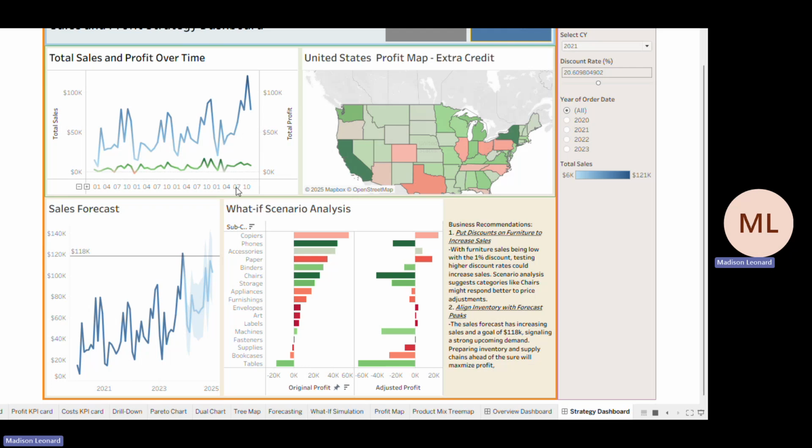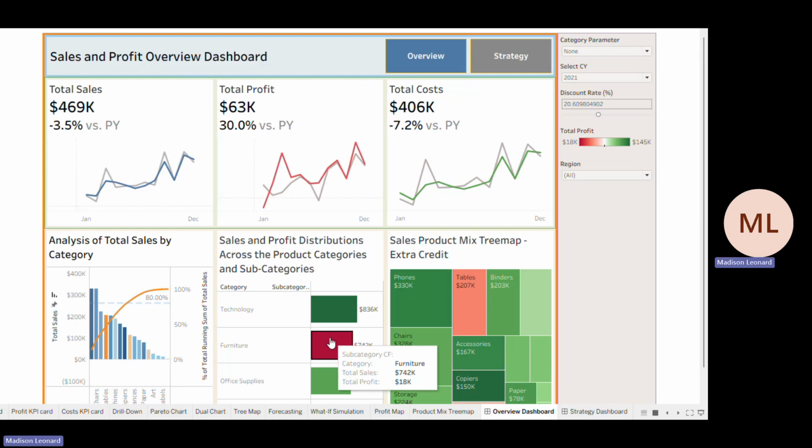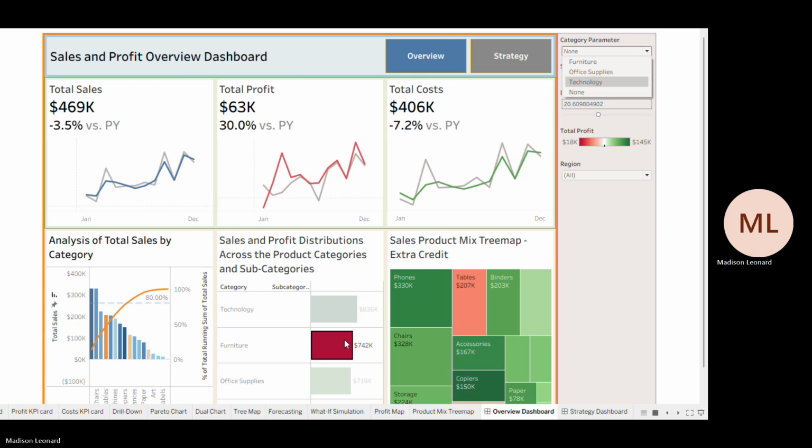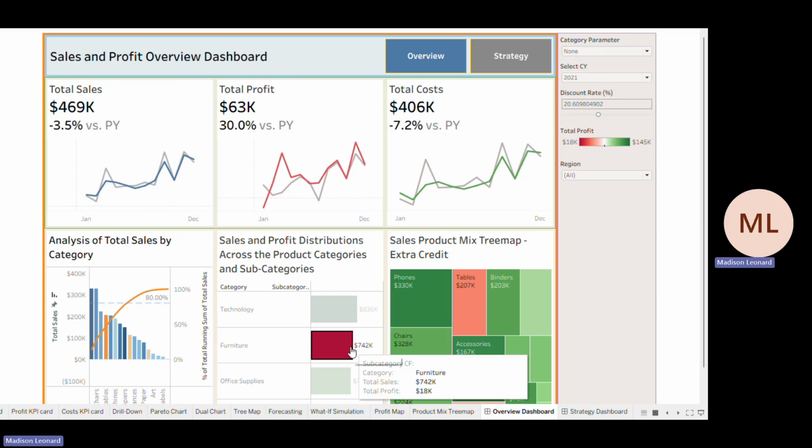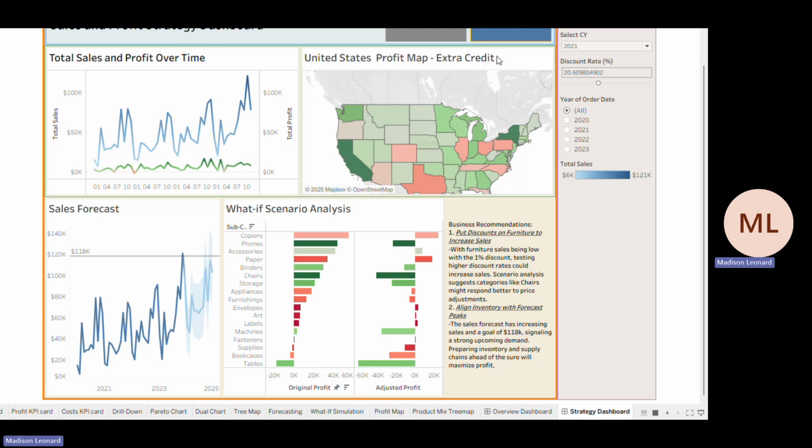Our profitability is uneven across categories. So we can see over here that we're making a lot of sales in furniture, but we're only making 18,000 in profit on 740 in sales, which isn't profitable. And then I think discount sensitivity is pretty crucial. Certain subcategories quickly lose profitability when discounts rise, as we can see over here, meaning pricing strategy must be carefully managed. We can't just throw discounts on things. We have to really think about it.